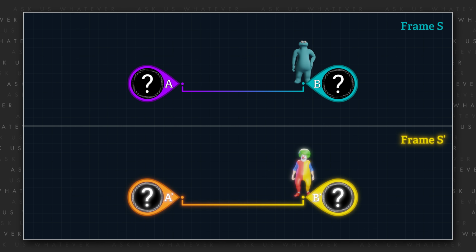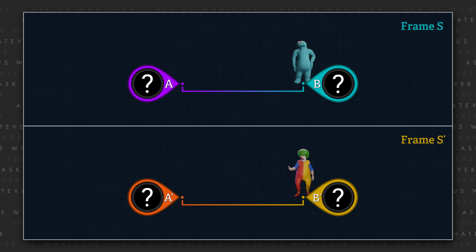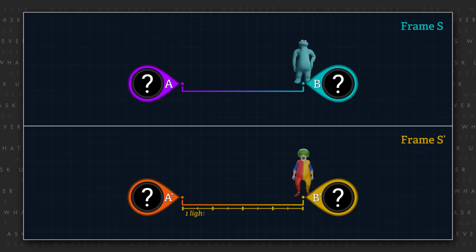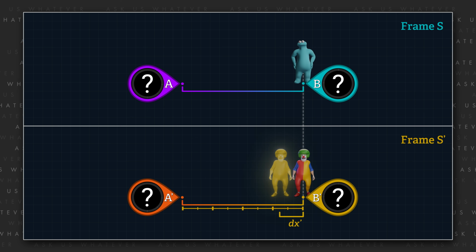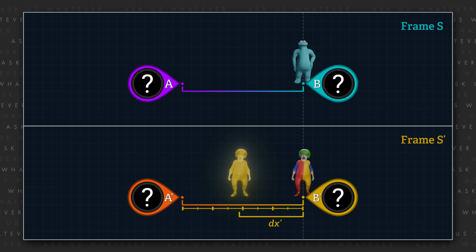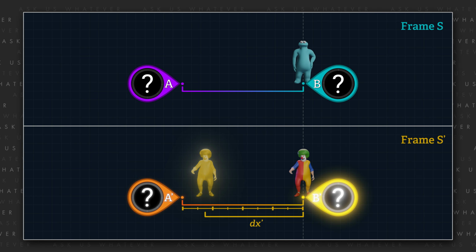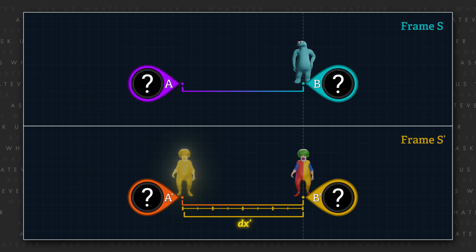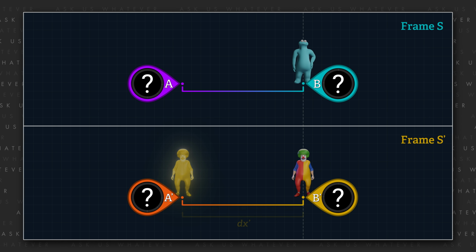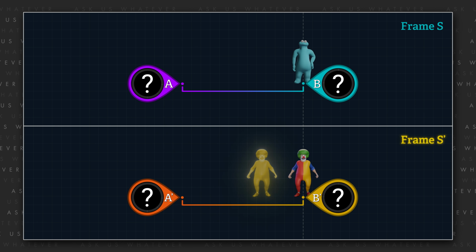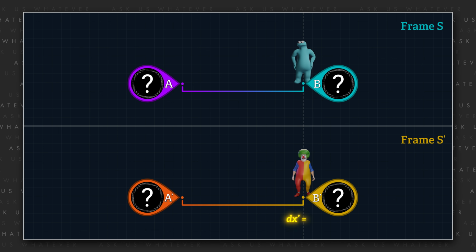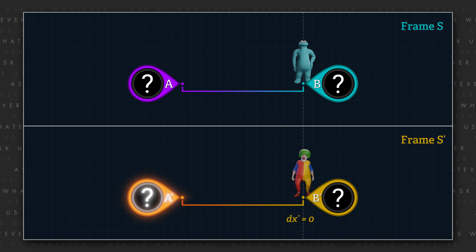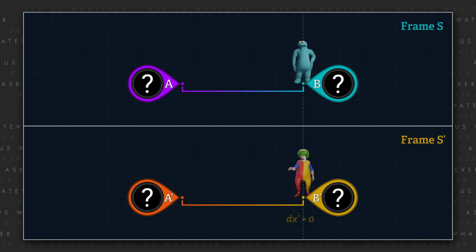In episode 7.2, the spaceship clocks were separated by a distance of 1 light second prime, about 300 million meters prime. We will call the distance that the clown's position changes while taking readings at clocks A' and/or B' dx prime. If the clown's position does not change within frame S prime, and the clown takes readings from only one clock within frame S prime, then dx prime will be 0, even if clocks A' and B' remain 1 light second prime apart.